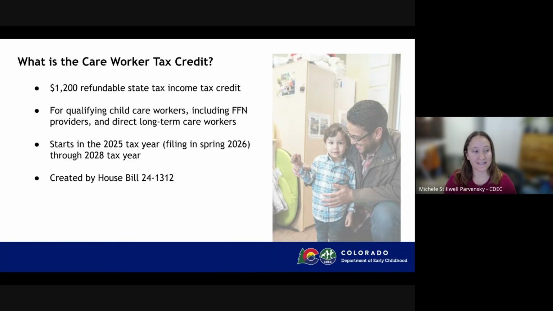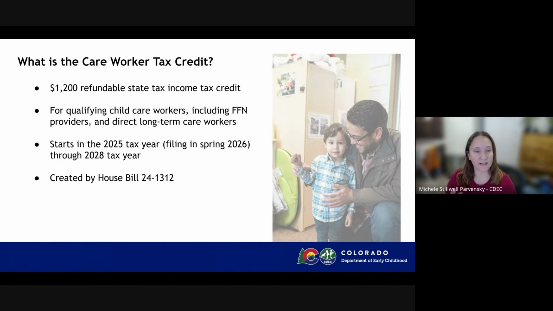Really importantly, this is distinct from the Early Childhood Educator Tax Credit, which has been in operation for the past several years. This is an additional credit. I have a slide on this later, but for 2025, if somebody meets the qualifications for both credits, they can claim both. So for the 2025 tax year only, those professionals could be eligible for up to $2,900 between those two credits.